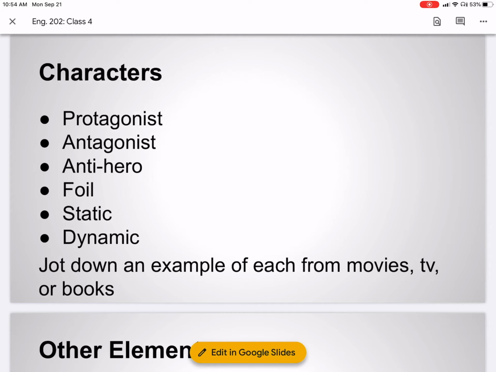as opposed to a dynamic character, a character that has a great character arc, or the character changes from the beginning of the story to the end.